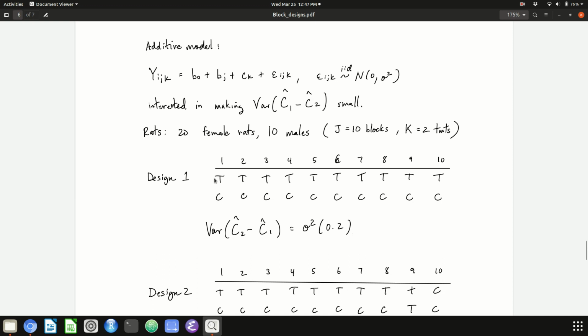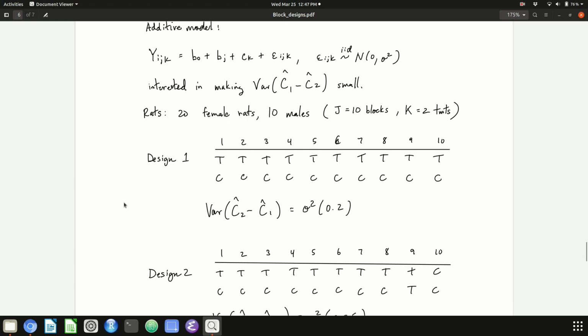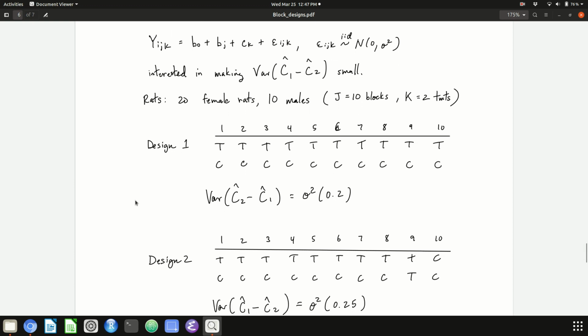Now, in general, it looks like I've not randomized treatment versus control. In general, you'd want to flip a coin, but actually the randomization doesn't affect the calculation of the variance of the treatment effect. Okay, now let's think about, so this is a balanced design. This actually is a complete block design because each block has 2 units, and within each block you assign each of the treatment levels exactly once.